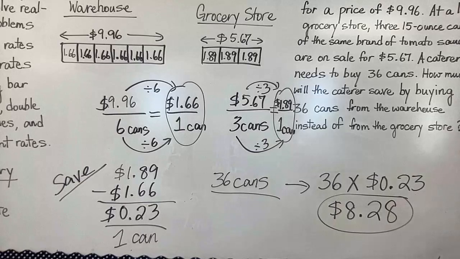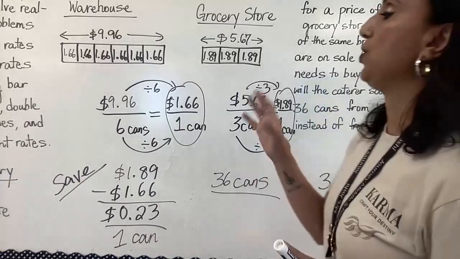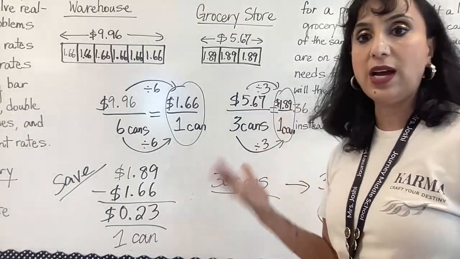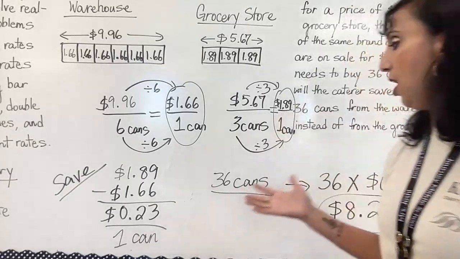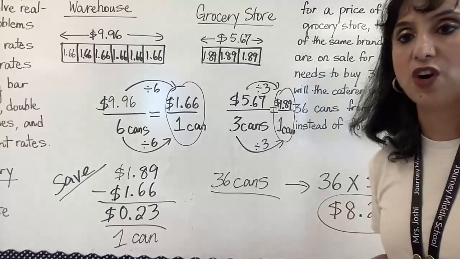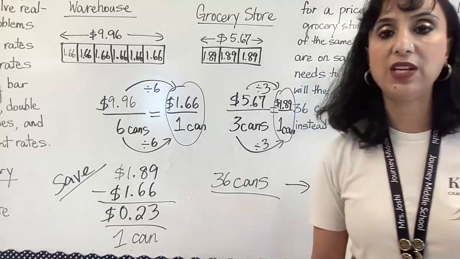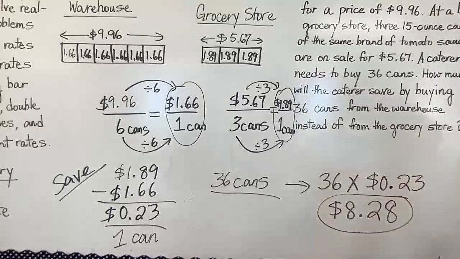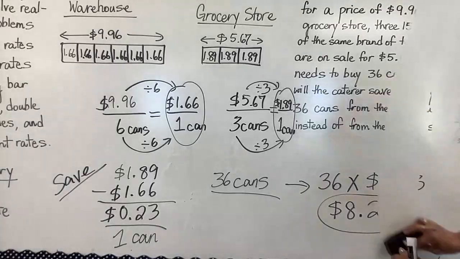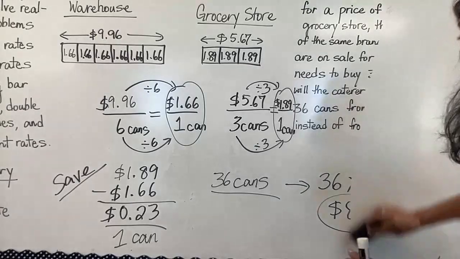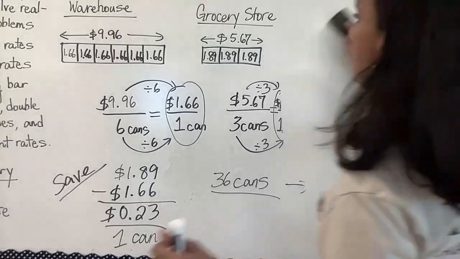All right, so once again, please convert it to unit rate first, and then you can compare and see how much the person is going to save overall. So this is how we solve these problems. Let's do another one using a double number line. I'm going to use a double number line for the next one.